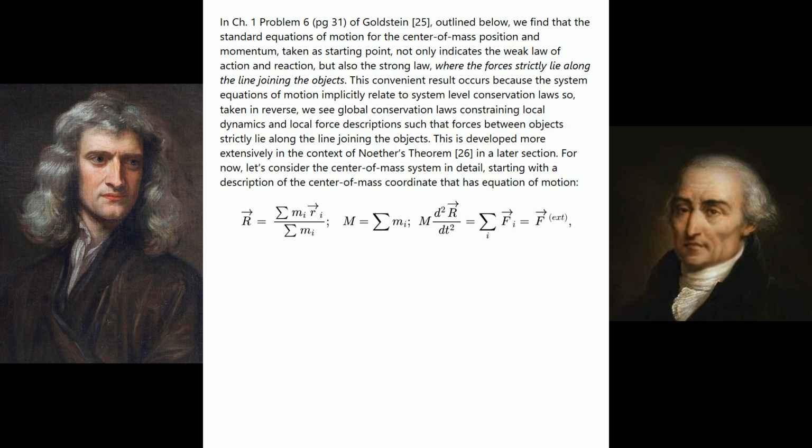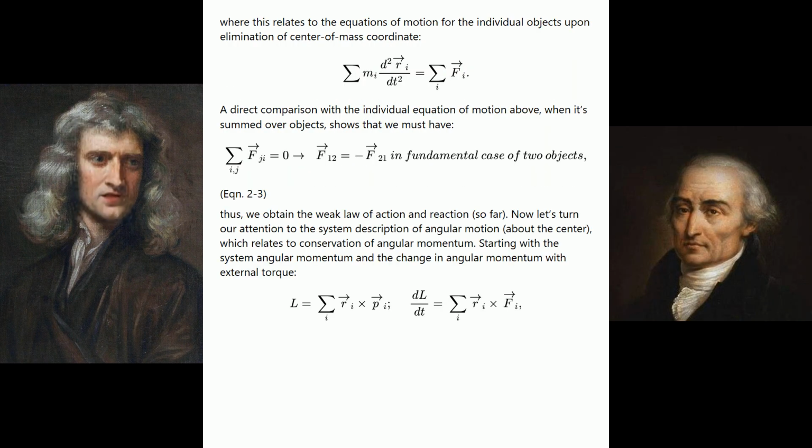For now, let's consider the center of mass system in detail, starting with the description of the center of mass coordinate that has equation of motion. See the next equation. Where this relates to the equations of motion for the individual objects upon elimination of center of mass coordinate. See the equation shown. A direct comparison with the individual equation of motion above, when it's summed over objects, shows that we must have, see equation 2-3. Thus, we obtain the weak law of action and reaction so far.